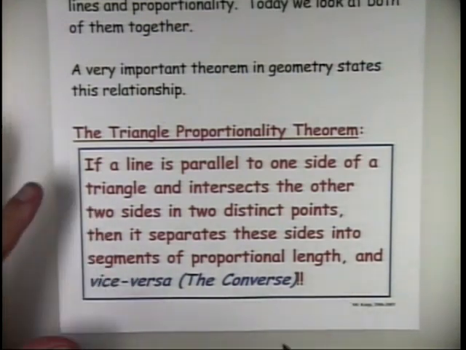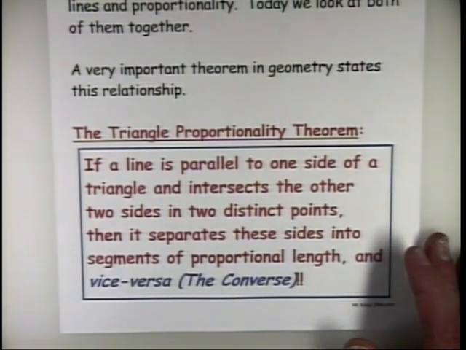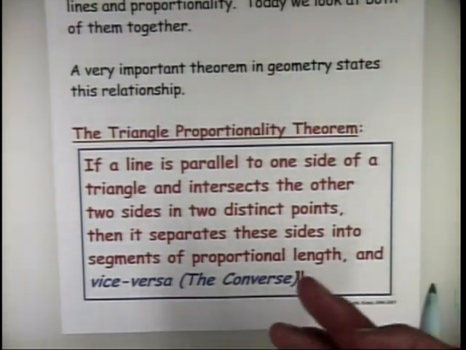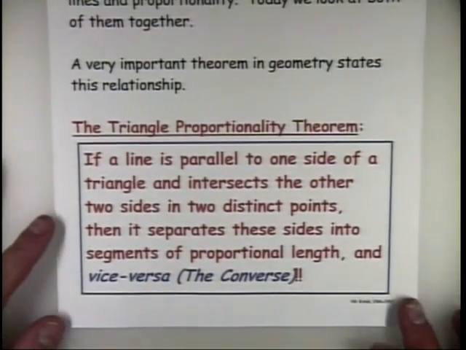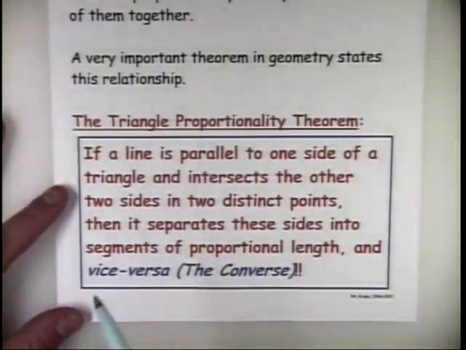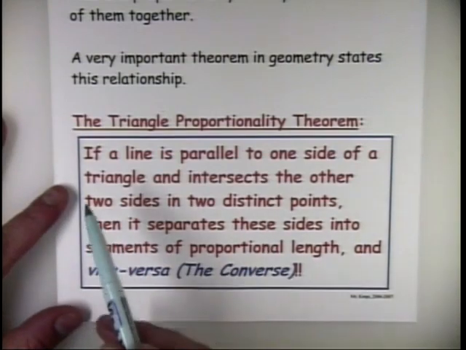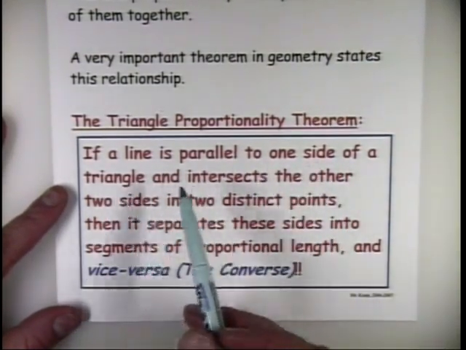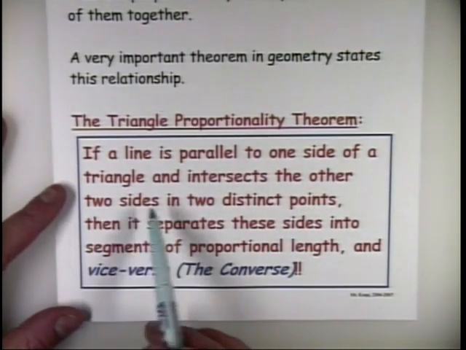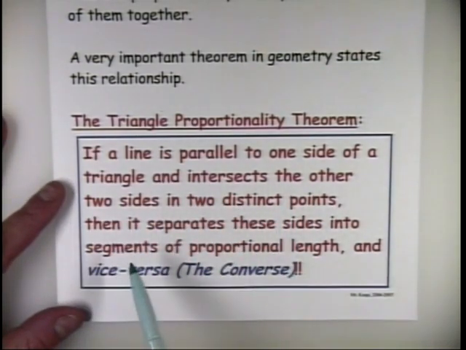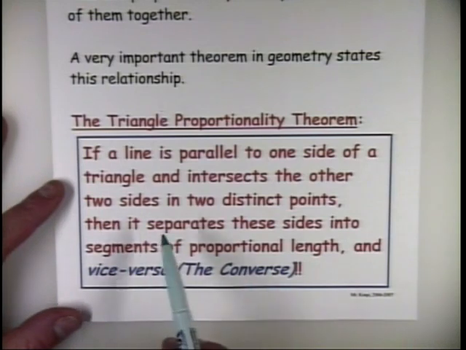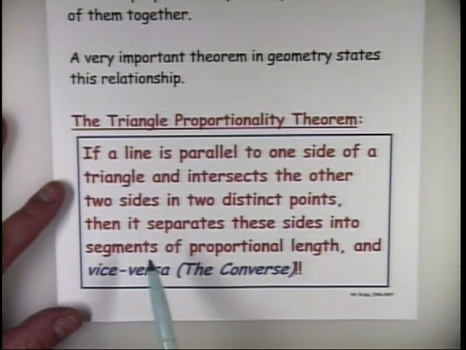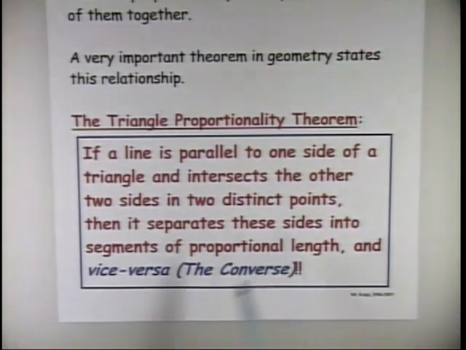Now, a lot of the theorems on today's show are application theorems, which means you're probably not going to have to use these in a proof, but you're going to have to use them to solve problems. Okay, let's get to the first theorem of many on today's episode. It is called the triangle proportionality theorem, and here's what it says. It says, if a line is parallel to one side of a triangle and it happens to intersect the other two sides at two distinct points, then it will separate the two sides that it intersects into segments that are proportional to each other.